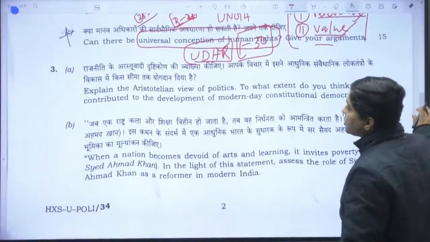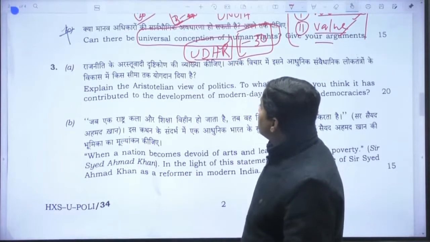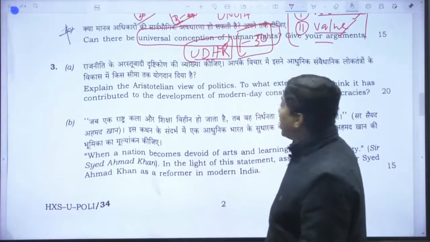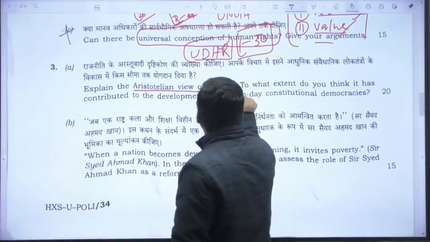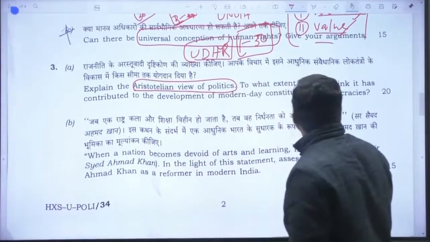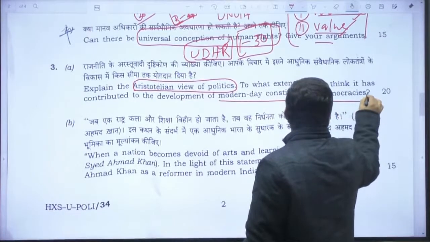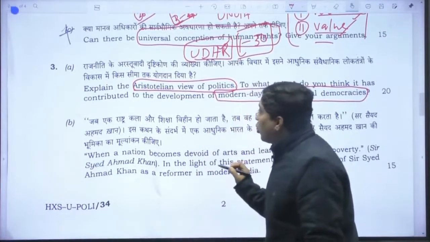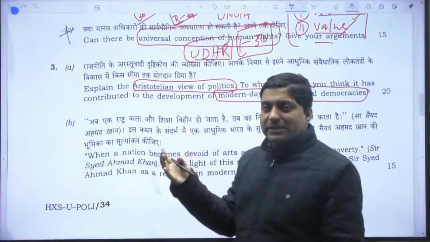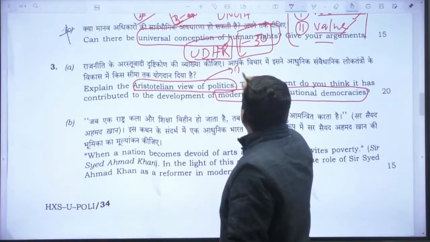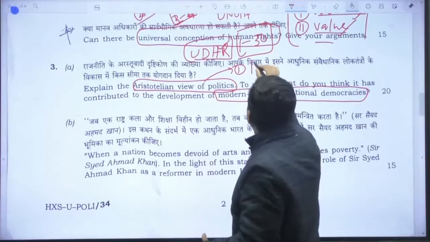Now come to question three A. Here the question is, explain the Aristotelian view of politics. It's not asking about Aristotle's view of politics, but the Aristotelian view of politics, and to what extent you think it has contributed to the development of modern-day constitutional democracy. If you look at Aristotle, he talks about three basic things. One is that all equal citizens have to participate. So he talks about participation in democracy.